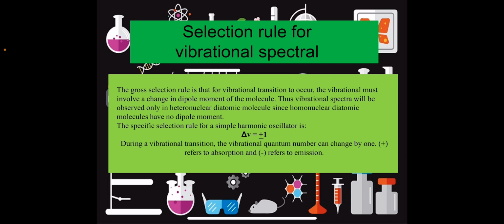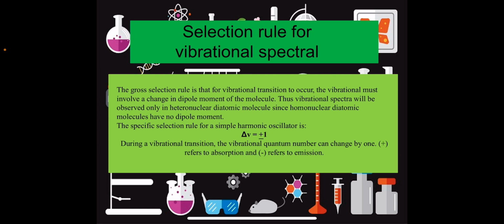Now the selection rule for the vibrational spectrum transitions. The gross selection rule is that for a vibrational transition to occur, the vibration must involve a change in the dipole moment of the molecule. Thus, vibrational spectra will be observed only in heteronuclear diatomic molecules, since homonuclear diatomic molecules have no dipole moment.